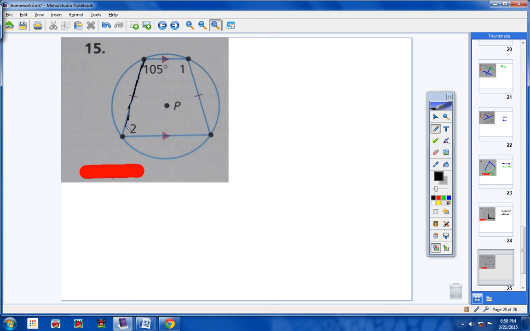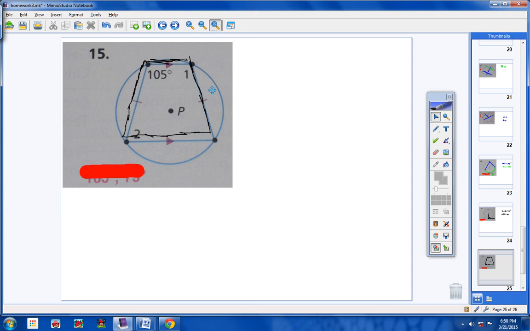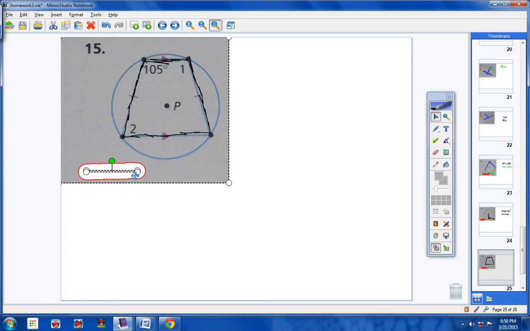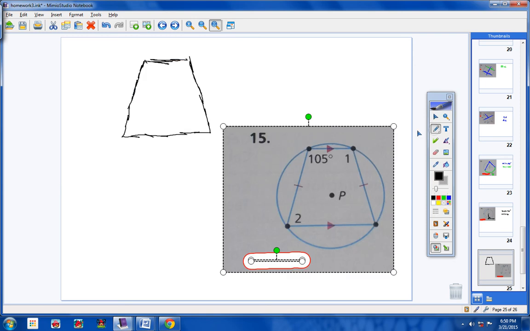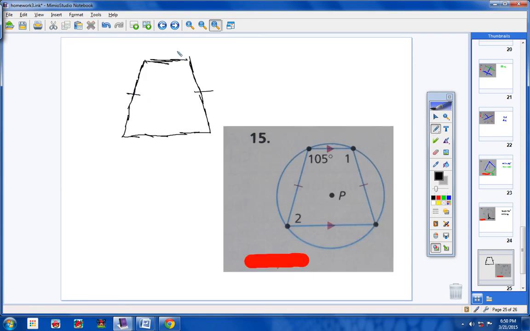Okay, isosceles trapezoid. Now let me get this circle out of the way. I want to show you something. This is an isosceles trapezoid. We don't even need the circle to solve this, guys. We really don't. If I tell you right now, forget the circle. If I tell you this side is congruent to this side, and this side is parallel to this side, you know right away you have an isosceles trapezoid. And if you have an isosceles trapezoid, then you know base angles are congruent.